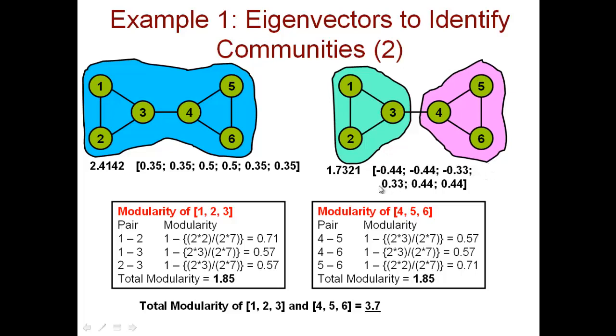Okay. Now let us go ahead and find the modularity scores of these two partitions. For 1, 2, 3, these are the pairs we have to consider: 1, 2, 1, 3 and 2, 3, and these are the pairwise modularity scores. Their sum is 1.85. For the partition 4, 5, 6, these are the pairs and these are the pairwise modularity scores, and their total modularity score is also 1.85. Again, this is just coincidence, it need not be the case. This is because in this case it is a symmetric graph. Alright, so the total modularity score is 1.85 plus 1.85, which is 3.7.